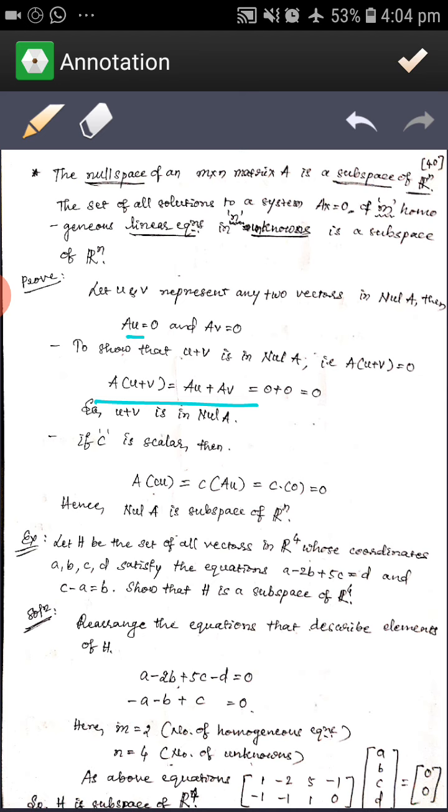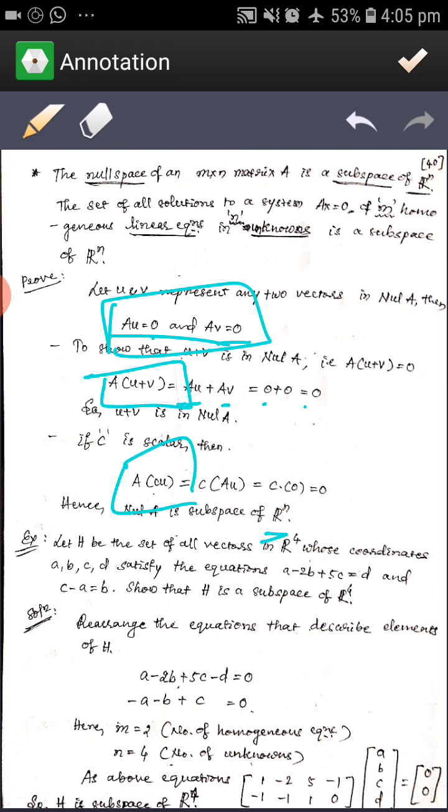If both are null vectors, AU equal to 0 and AV equal to 0, then A of U plus V, the vector addition, will be 0. Even A into CU: if AU is 0, then C into 0 will be 0. So null A is a subspace of Rn. If they ask to show that the null space is a subspace of Rn, we know that null space means AU equal to 0, AV equal to 0. So if you put those 0, both the addition and multiplication are satisfied here.